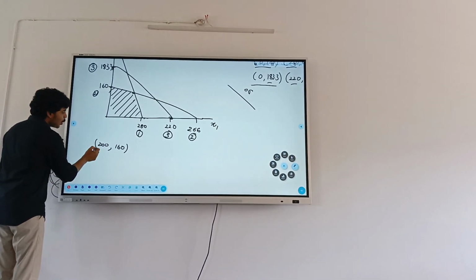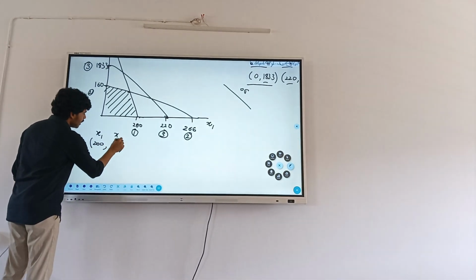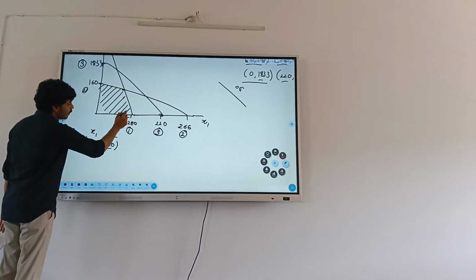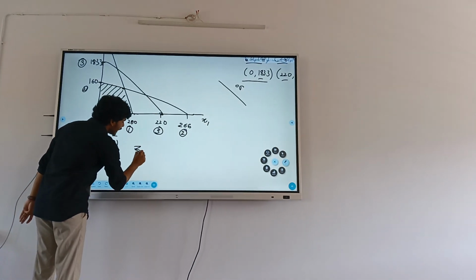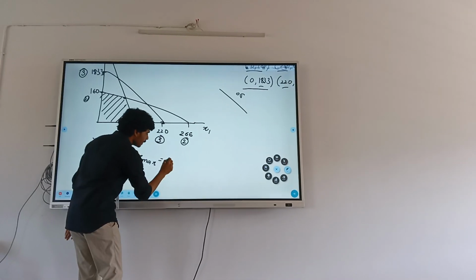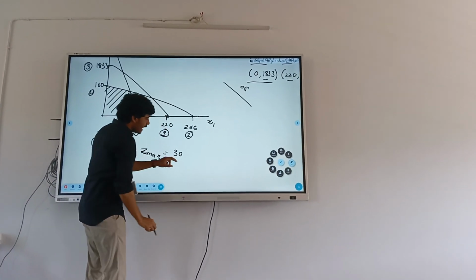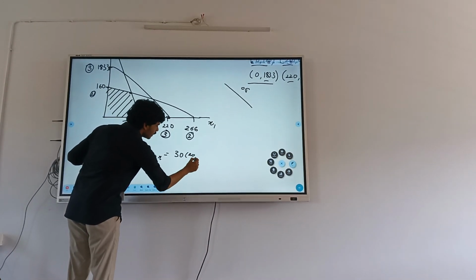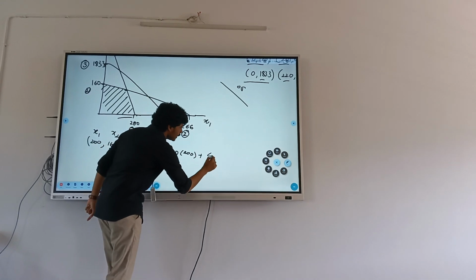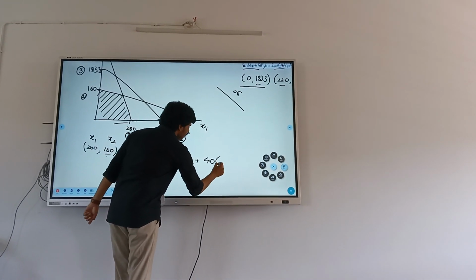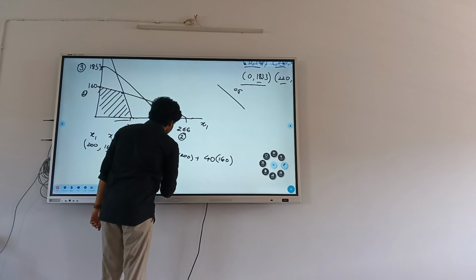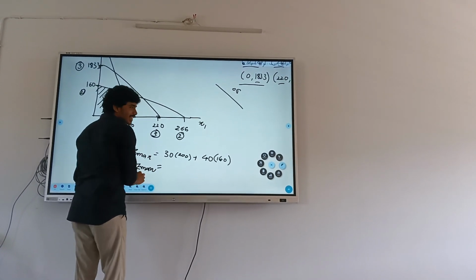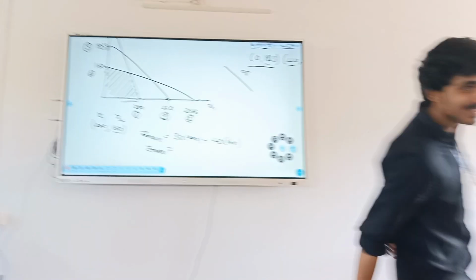So the optimal points are 200 and 160 based on this graph, and the z max value will be 30 times the x1 value of 200 and 40 times the y1 value of 160. Make the calculation in total: 6,000.